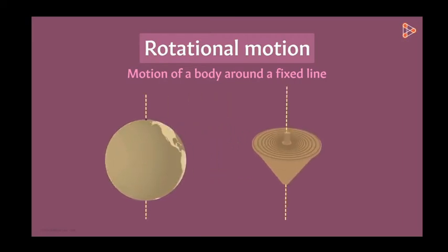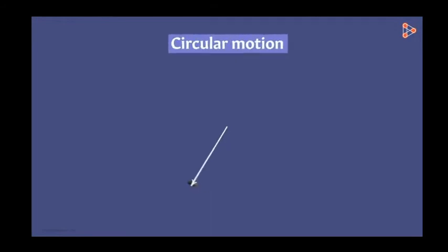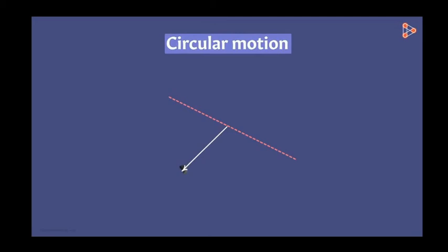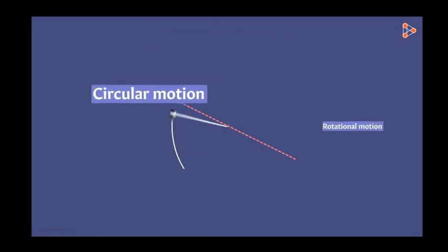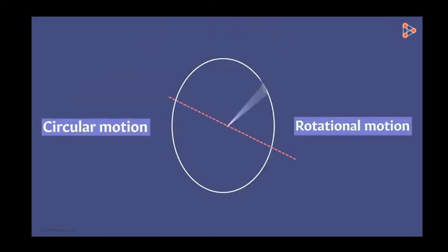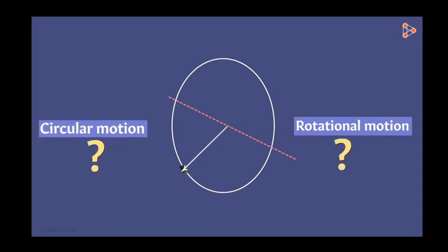But wait a moment. Let's go back to our example we discussed earlier. When this object was whirled around in circles, we said that it was performing circular motion. But here, if we take this line as our axis of rotation, then we can also say that the object is performing rotational motion around this fixed line. So what is the motion of this object? Circular or rotational? What exactly is the difference between the rotational and the circular motion?